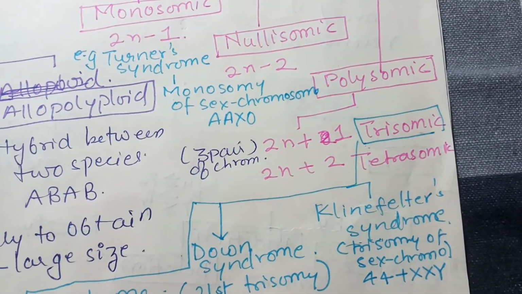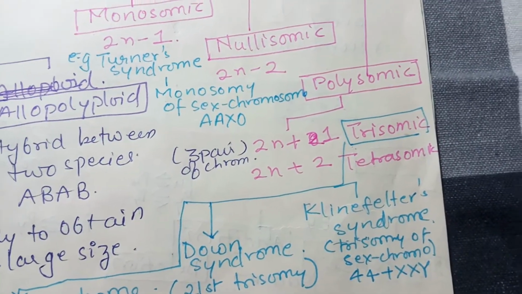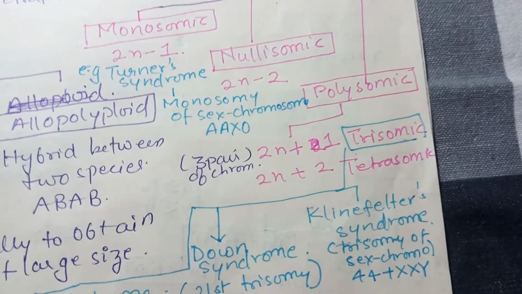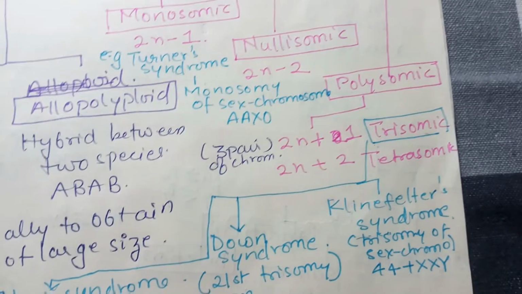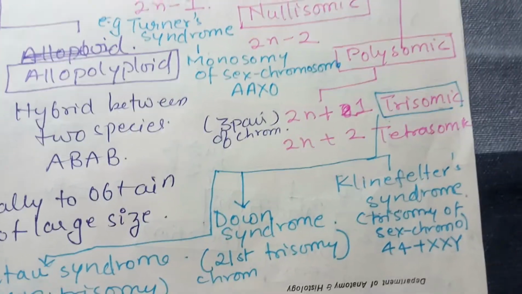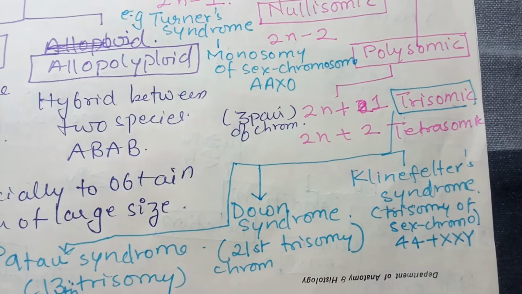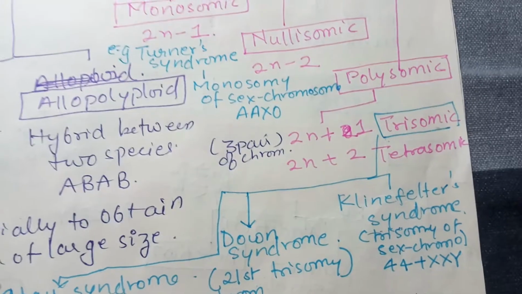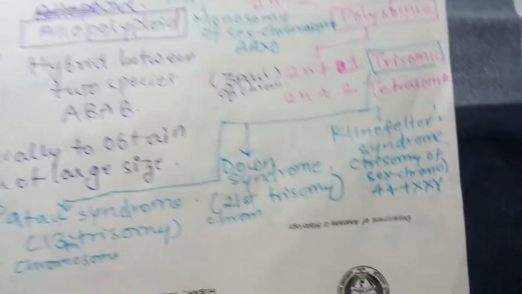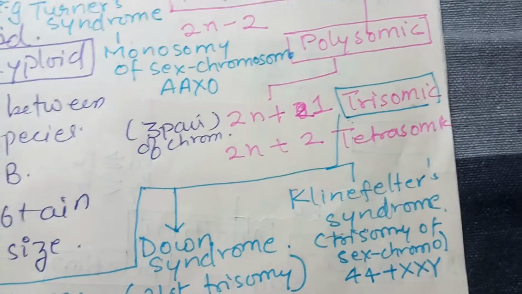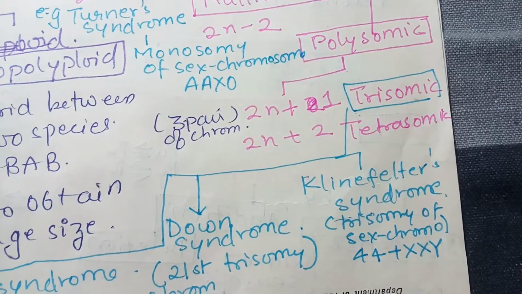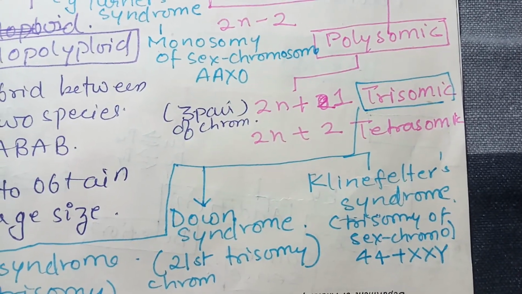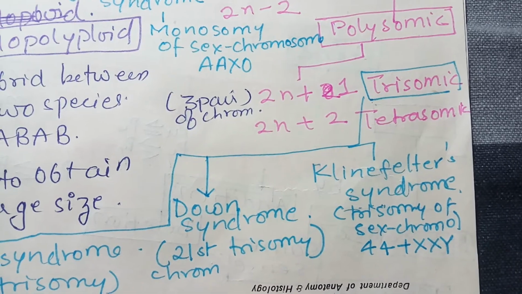The polysomic effect is by the addition of one or more chromosomes. See, when disjunction fails at meiosis, suppose one chromosome is going to one gamete, then definitely the other gamete which is simultaneously forming will have one copy of that chromosome less. So it depends on what is expressed in the gamete, and according to that it is known as that particular somy. Now if you see trisomy, there are different examples: trisomy, tetrasomy, or what we have in our syllabus, trisomy.